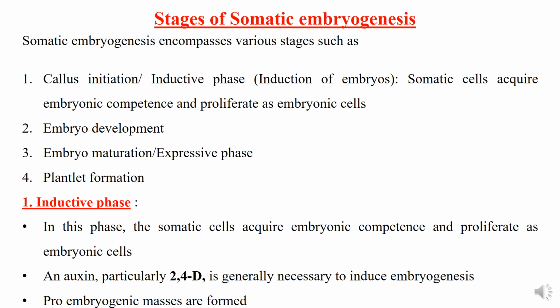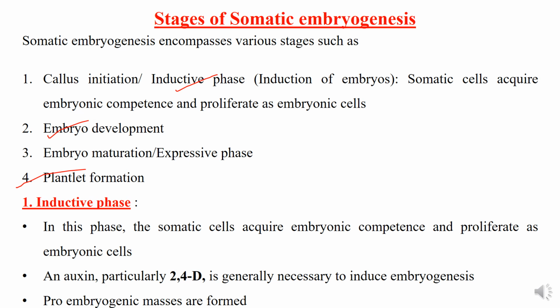Then this somatic embryogenesis entire process can be divided into different stages for our easy understanding. First phase is the callus initiation, also known as the inductive phase, that is, we are inducing the embryo formation here. Then the second one is the embryo development, and the third one is the embryo maturation, also known as the expressive phase, and the fourth one is the plantlet formation.